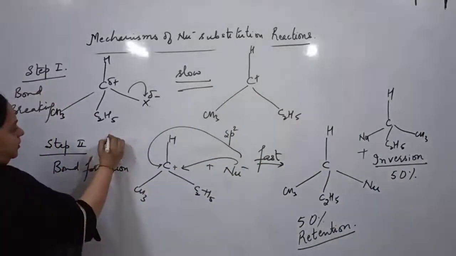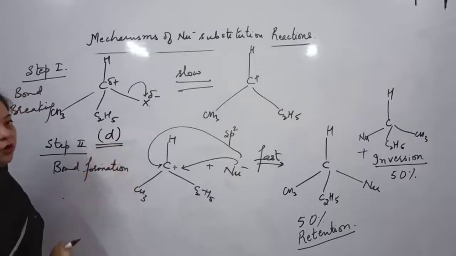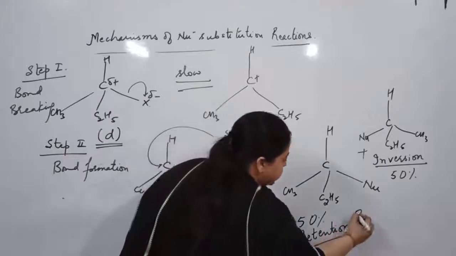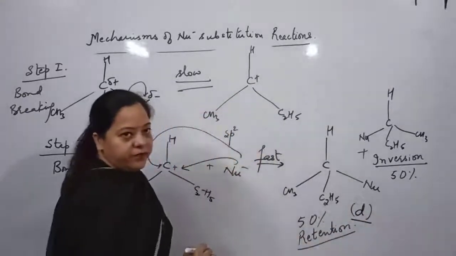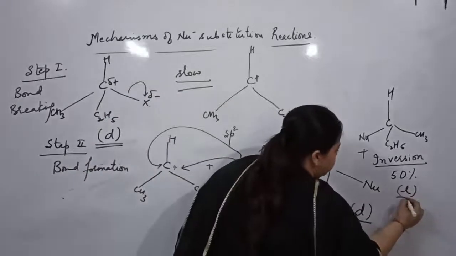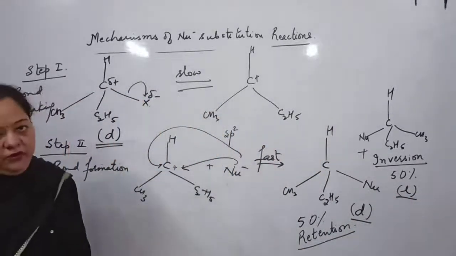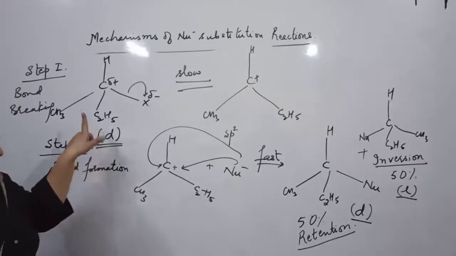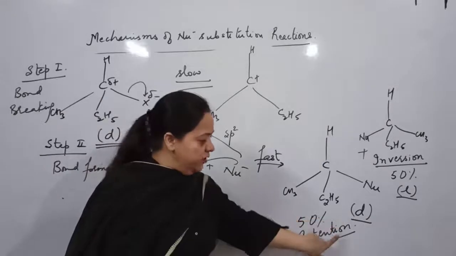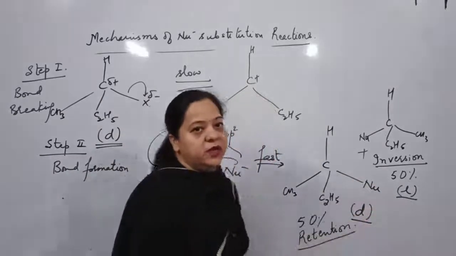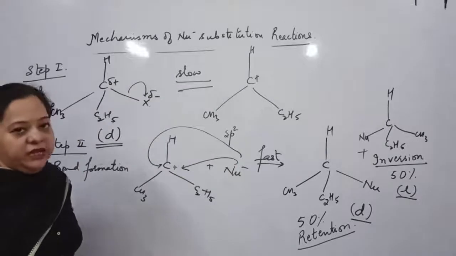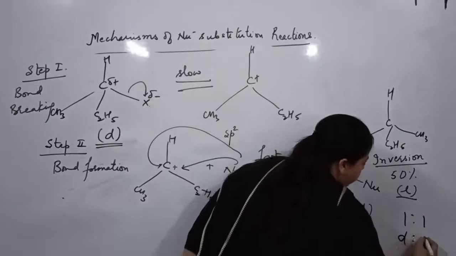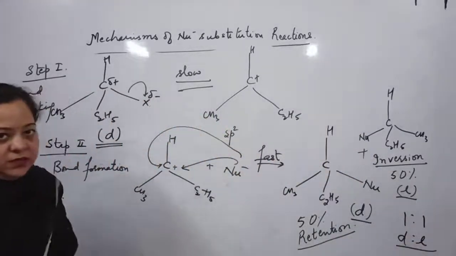If we start with D configuration of haloalkane, then this product with retention of configuration is in the D configuration, and this with the inversion of configuration is in the L configuration, or vice versa. If this is in the L configuration, then retention product is in the L configuration and inversion product is in the D configuration. And in either case, we will get 1:1 mixture of D and L isomers.